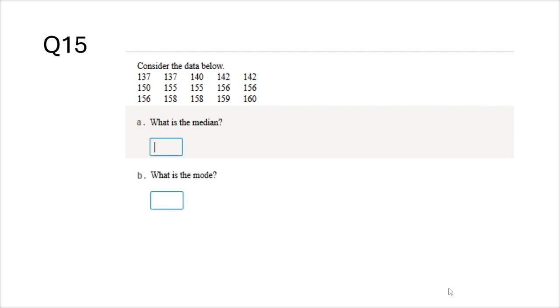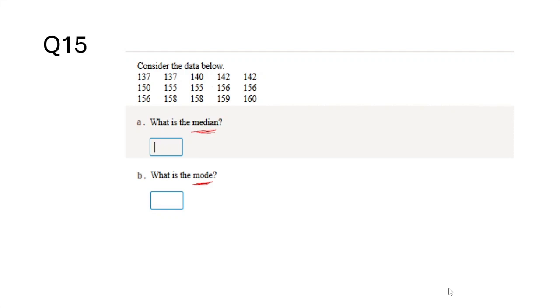Consider the data below. It's giving me some numbers, and the question is: what is the median, and what is the mode? Median means the middle value of a set of numbers.